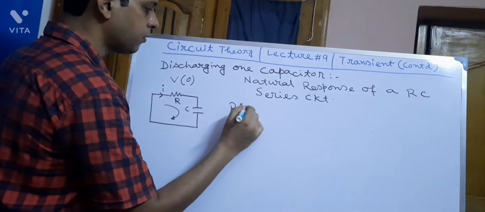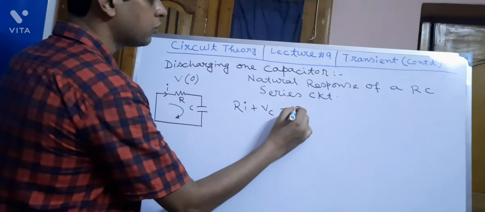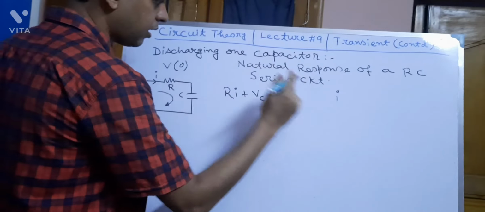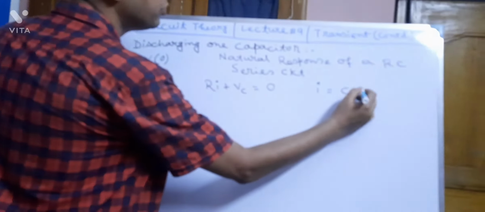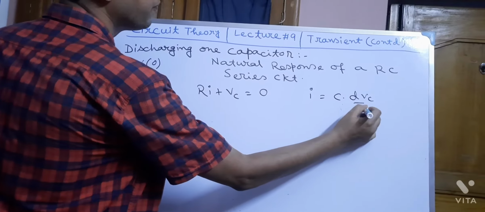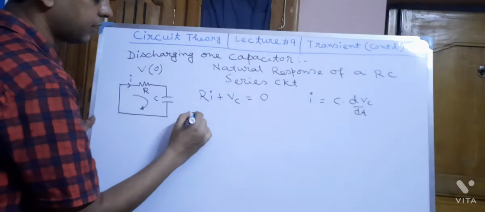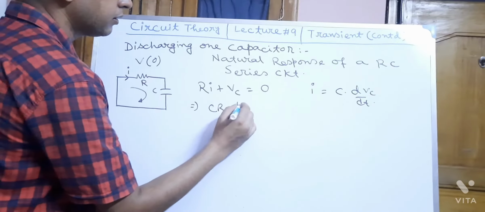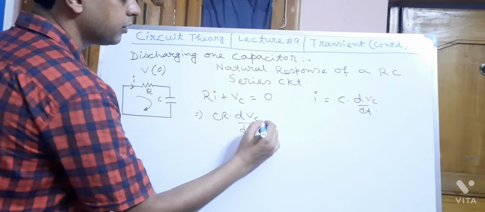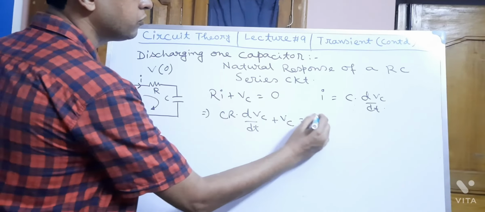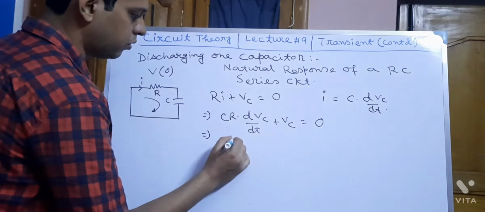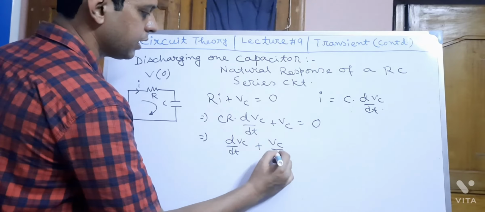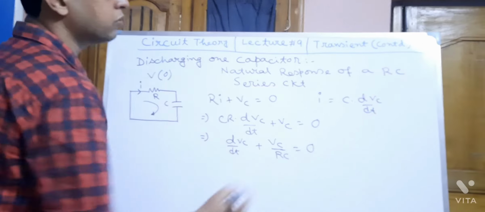So Ri plus Vc is equal to 0, and we all know that I equals C dVc/dt. So let us replace I here. So RC dVc/dt plus Vc is equal to 0. So dVc/dt plus Vc by RC is equal to 0.